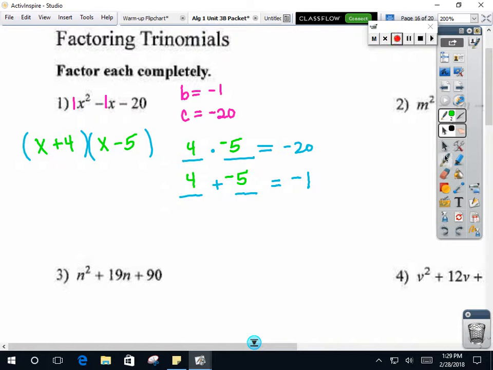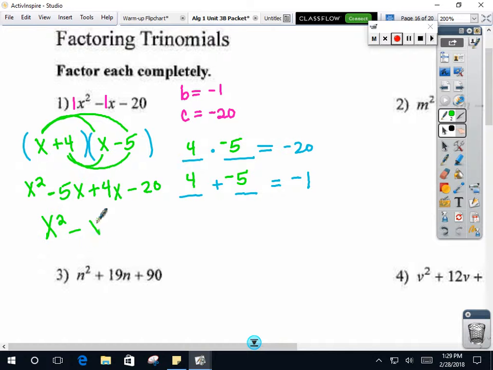If I were to double distribute that right here, it would be x times x, which is x squared, x times negative 5, which is negative 5x, 4 times x, which is positive 4x, and 4 times negative 5, which is negative 20. Then if I combine my like terms, won't that become an x squared? Those will combine to be a negative 1x and then negative 20. And isn't that the trinomial that we were given to factor? That's why this is the answer, because those are the 2 binomials that would make this trinomial.